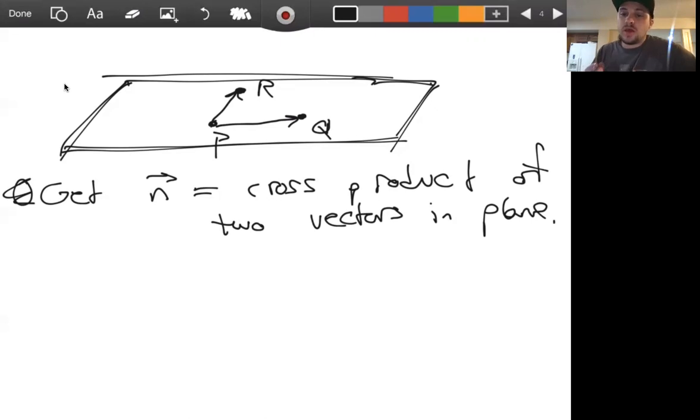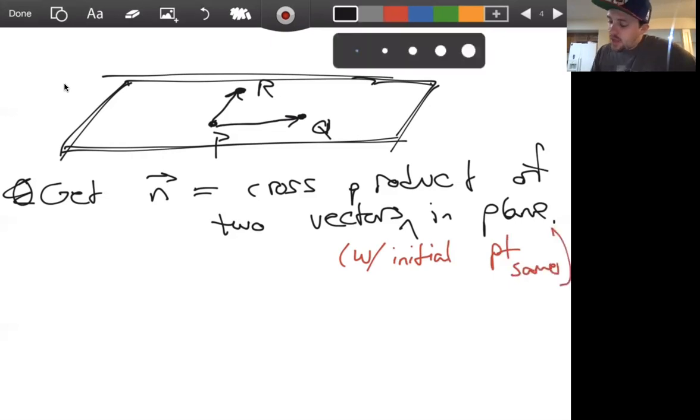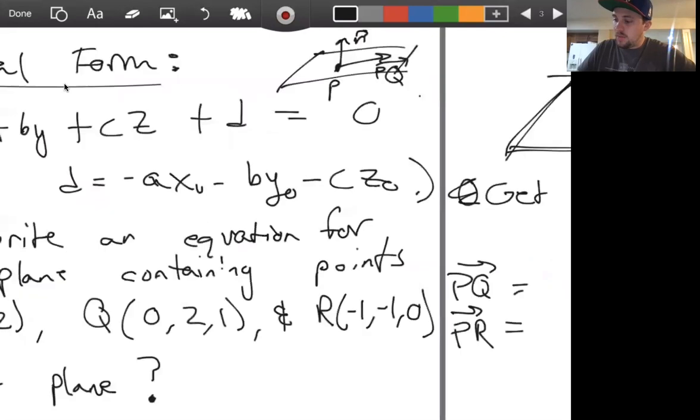The only restriction is that the 2 vectors that you take the cross product of, make sure they have the same initial point. So let me interject here: 2 vectors with the same initial point. And so for us, for example, we could do PQ and PR to find our 2 vectors that lie in this plane with the same base point. You see they have the same initial point or base point, point P.